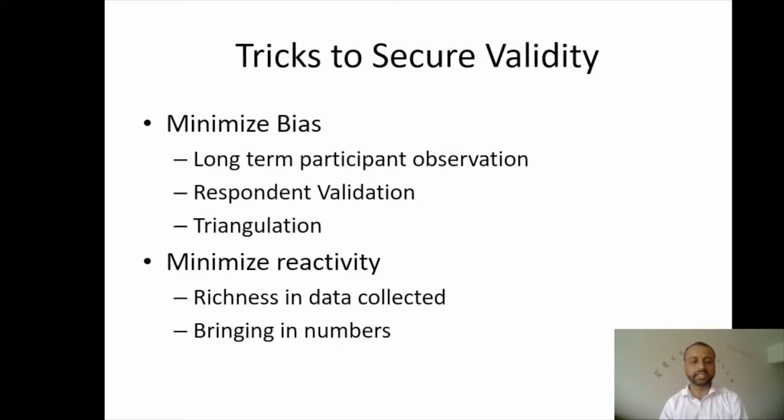In order to minimize the reactivity, what should you do? So we should have a richness in the data. You should not have shallow data. You should have complete intense data in order to ensure that you have a meaning out of it. And then at times I've seen people, they try to use some numbers in order to minimize the reactivity. For example, I am doing an FGD and I have a sensitive topic and everybody is speaking a lot of narrative. Everybody is speaking their own experiences. But I just want to make a confirmation about something. So I may try to just use some numbers in order to get the discussion on one side.